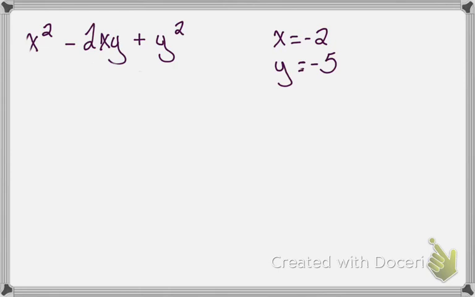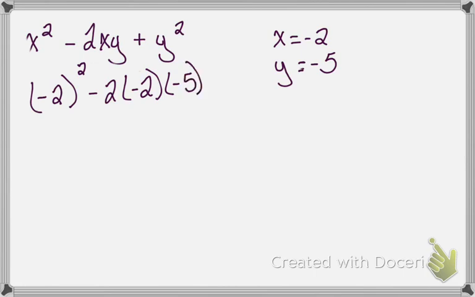The appropriate way to write this is (-2) inside parentheses, because that is my value for x, squared, minus 2 times negative 2 times negative 5 plus (-5) squared.